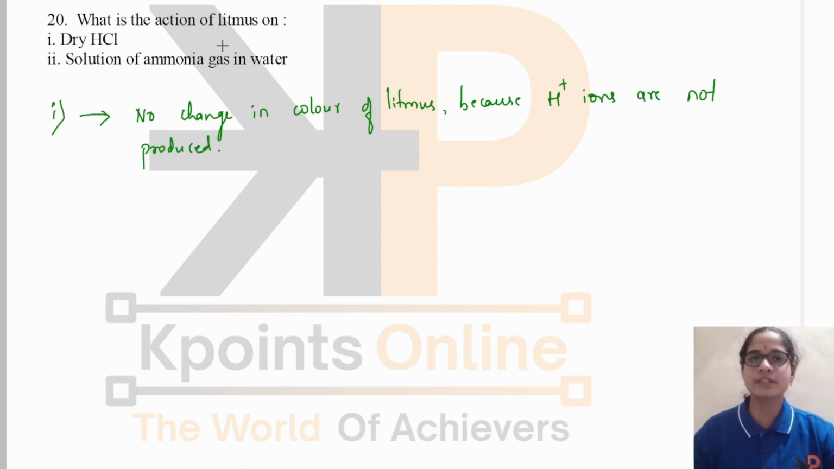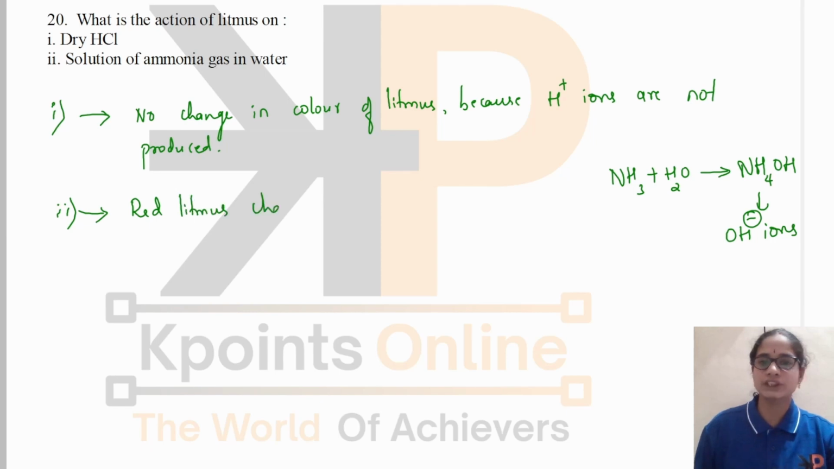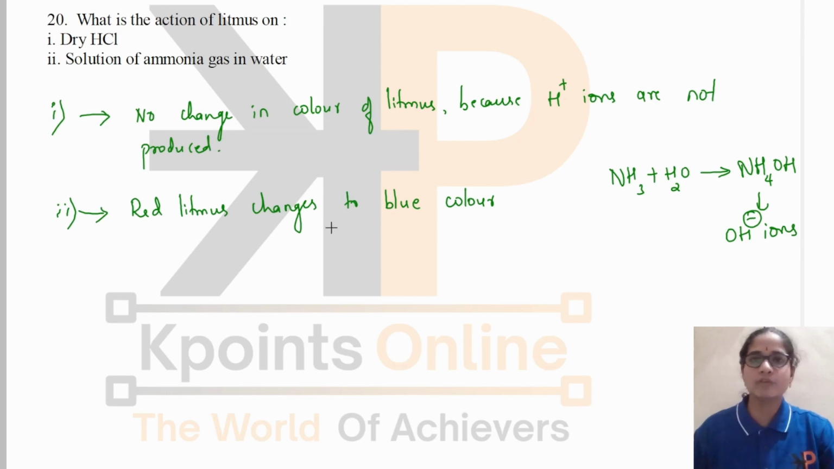Then what is the action of litmus on solution of ammonia gas in water? We know that solution of ammonia gas in water gives hydroxide ions. So they will give OH minus ions. So the red litmus will change to blue color. The second answer will be, red litmus changes to blue, as it produces hydroxide ions which are basic in nature. So the litmus changes from red to blue color. Okay, have you understood this answer? Then let us move to the next question.